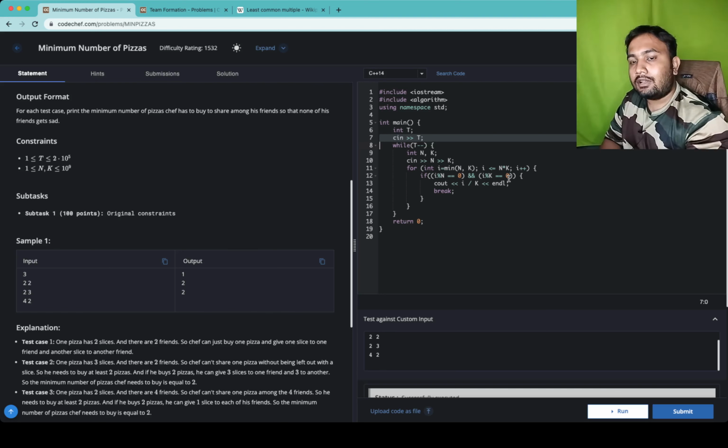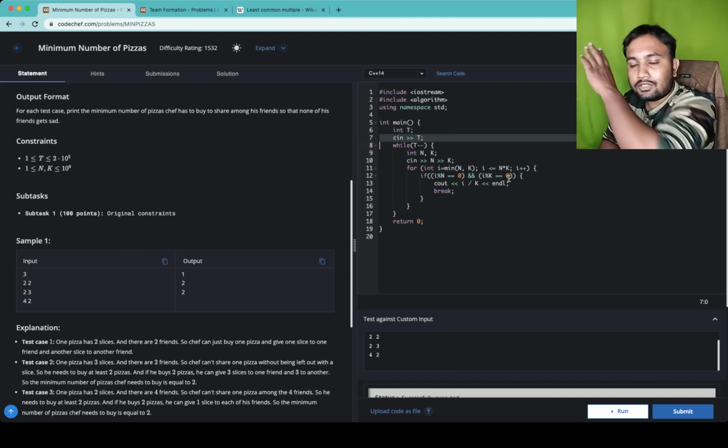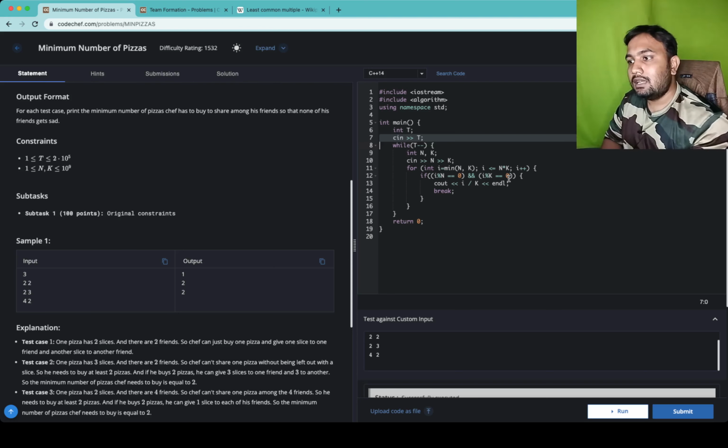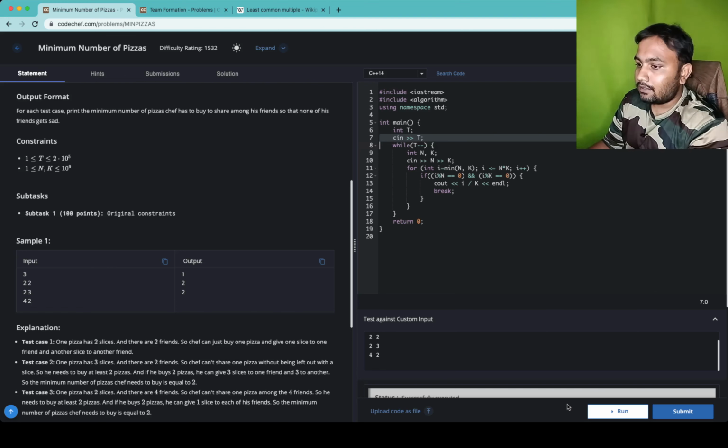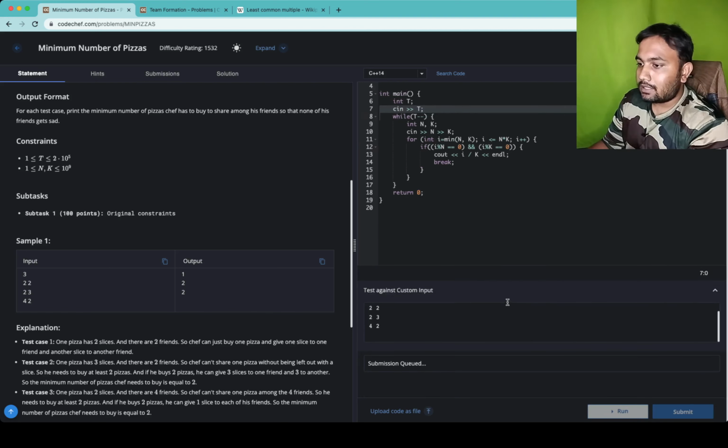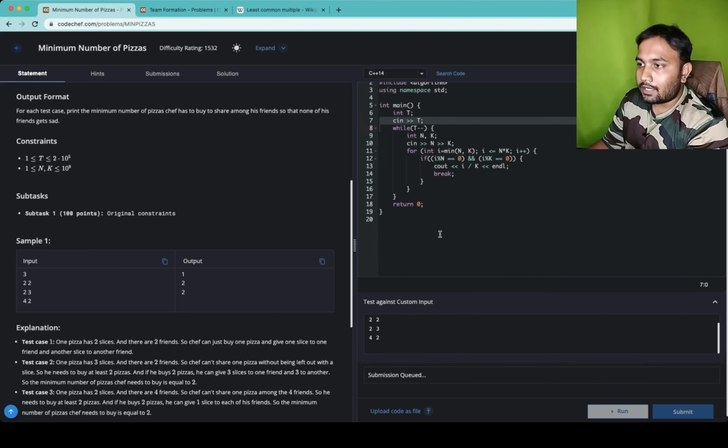and they are, let's say, of the order of 10 to the power 5, then their multiple will be in 10 to the power 10. So when you try to reach it there, you might fail, right? And it might give you TLE. So let's submit it anyway, but we know that this is going to give us TLE.